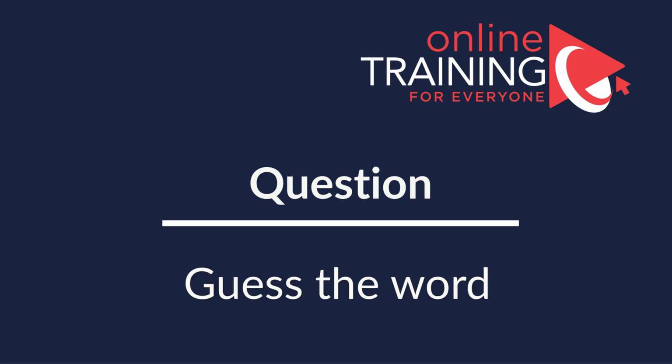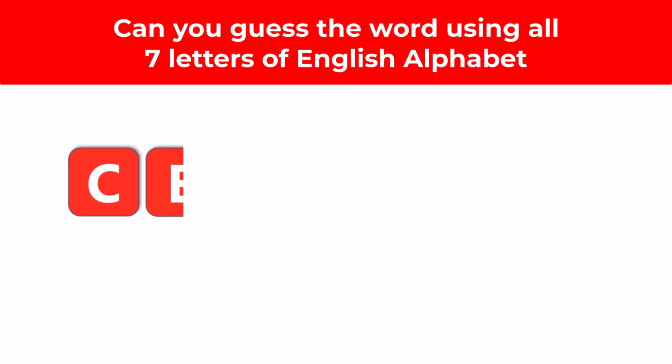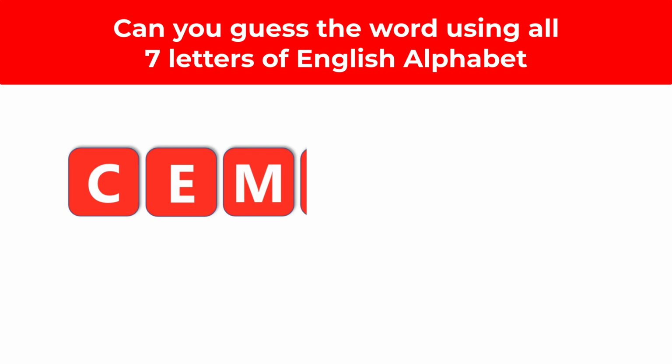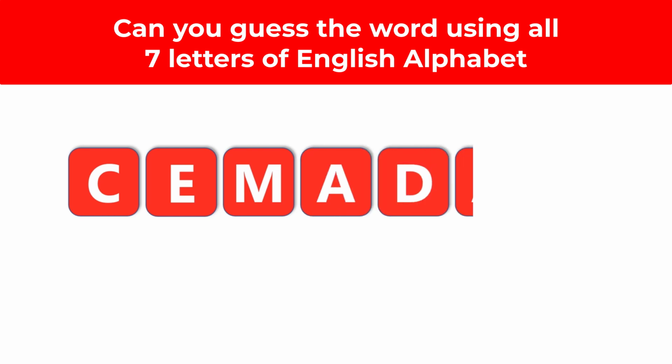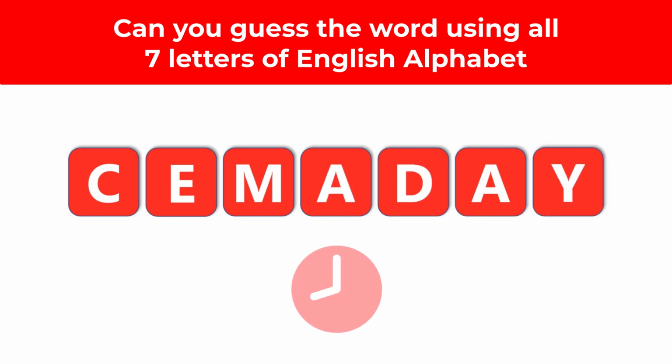Here's a tricky problem we frequently see on the test. You're presented with 7 letters of the English alphabet. The letters are C, E, M, A, D, A, and Y. And you need to guess the word using all the letters presented. Give yourself 15 to 20 seconds, maybe longer, depending upon your experience of guessing particular words.